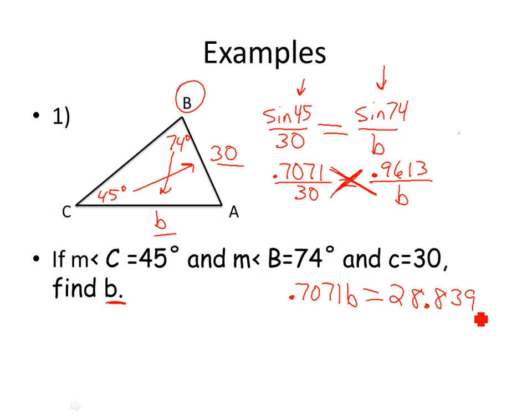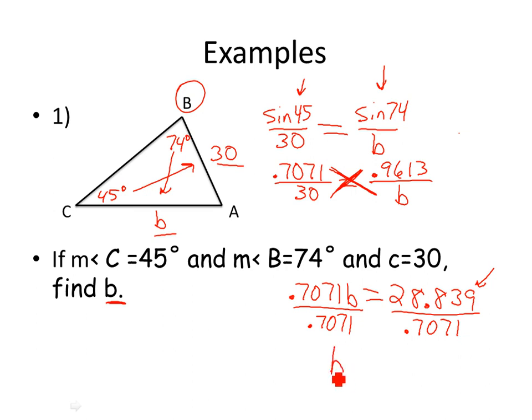It's already on your calculator, and all you have to do next is divide by 0.7071. This right here is already on your calculator, so all you really have to do is hit divided by 0.7071, hit enter, and now we will round it off.